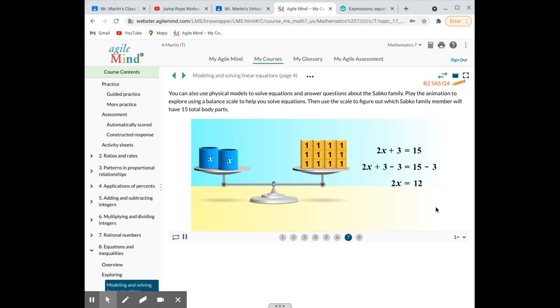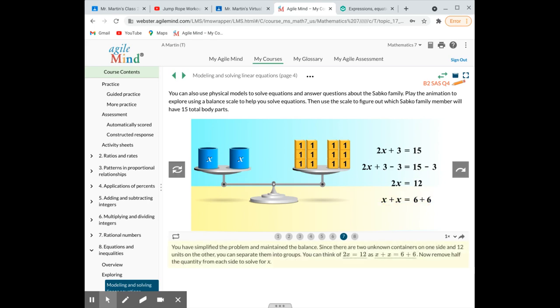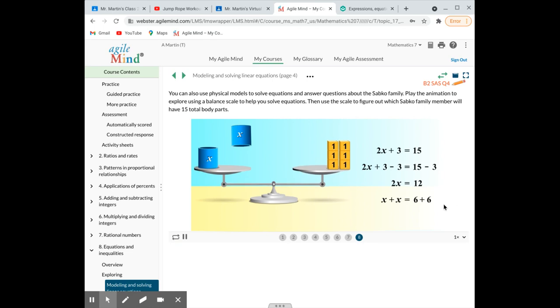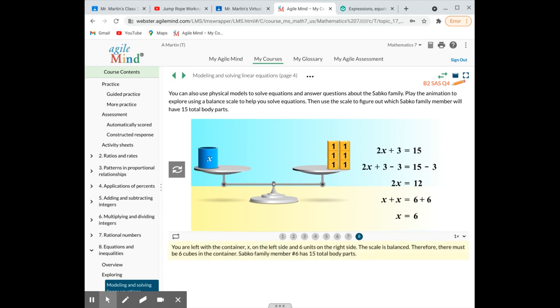So when we get to this part, we're going to divide by 2, just like Emma said. And so that means that x has to be what? 6. Yeah, 6. All right. So that is our answer. It says we're left with the container x on the left side and 6 units on the right side, and the scale's balanced. So therefore, there must be 6 cubes in the container.